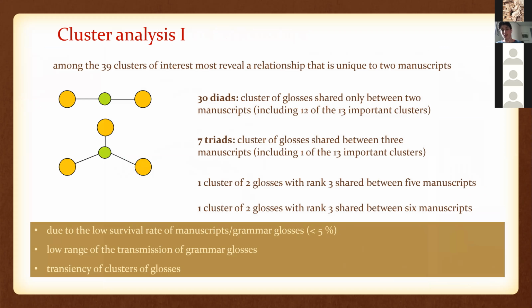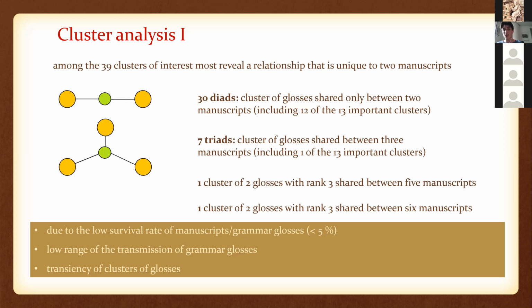So I said there are 39 clusters that can be identified and that we can reasonably assume are real clusters, not just noise or some aggregation of glosses. What is interesting about them is that most of these clusters represent a relationship that is unique to two manuscripts. So we see a group of glosses that recurs in two manuscripts only, and not more. There are some examples of clusters that occur across three manuscripts, but far fewer in this top 39. And there is only one cluster, of only two glosses, shared between 5 manuscripts, and only one cluster that shows a relationship between 6 manuscripts. I don't know exactly why that is.